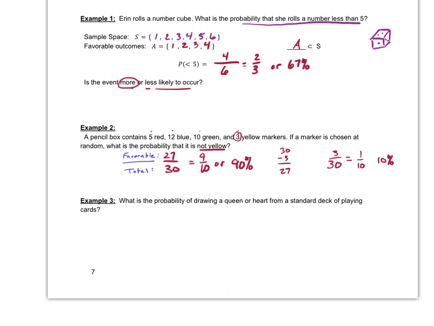All right, so looking here at example number 3, what is the probability of drawing a queen or heart from a standard deck of playing cards? Well, let's talk about the total. Let's talk about the favorable. And so the total might be the easiest to look at first. The total number of cards that we have in a standard deck of playing cards is going to be 52. Now, looking at that, let's think about the favorable outcomes. They want us to pull a queen or a heart. What is the probability of that happening?